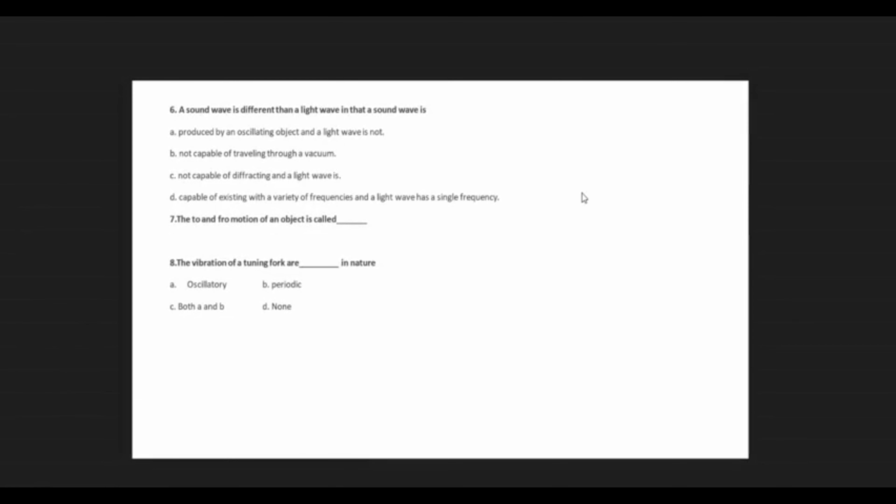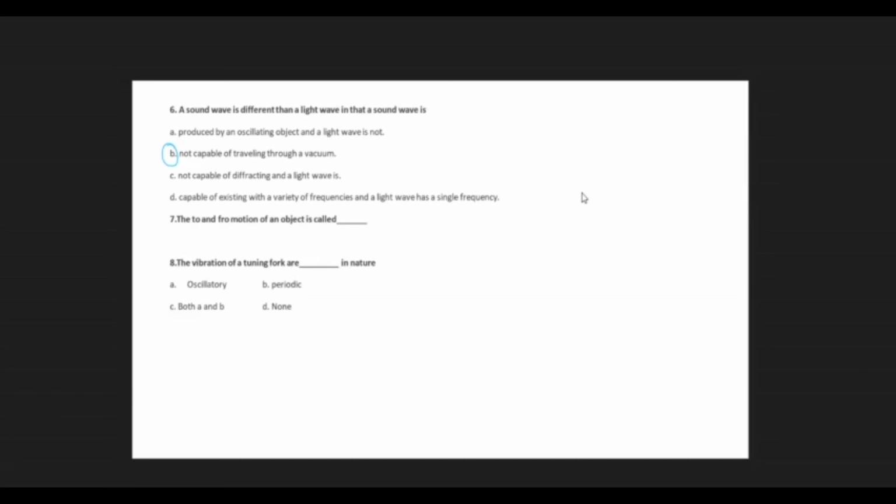A sound wave is different than a light wave in that a sound wave is, okay, let's move on to the options now. Produced by an oscillating object and light wave is not. This is wrong. Let's move on to the next option. It is not capable of traveling through a vacuum. Yes, it is not capable of traveling through vacuum. So this is the right answer. Okay, now to the next question.